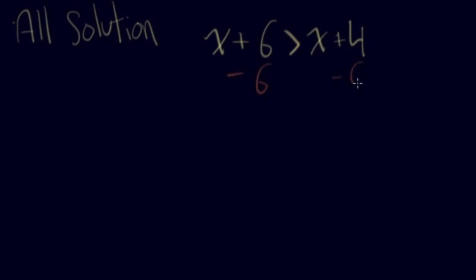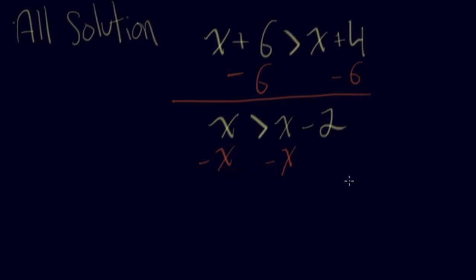I'm going to subtract 6 from both sides. And now I'm going to be left with x is greater than x minus 2. And I'm going to subtract x from both sides. And that is going to leave me with, uh-oh, my x's all disappeared. 0 is greater than negative 2. Ask yourself, is that true? Well, it certainly is. It is true.